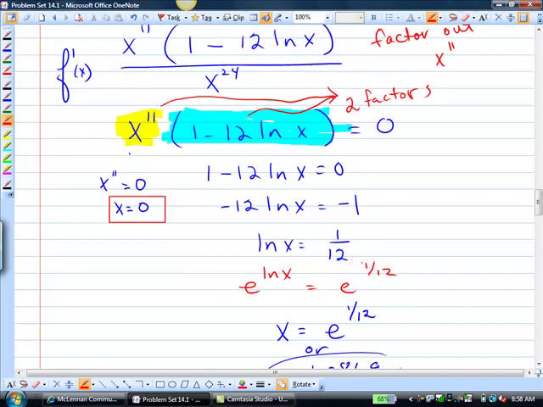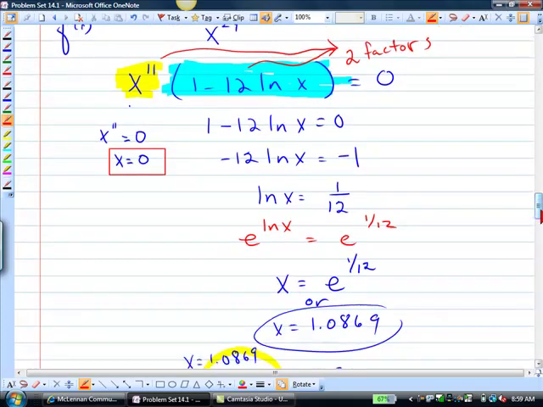ln x equals 1/12. If you think back to algebra, and I know it may have been a while for some of us, if you have a natural log function and you want to solve that, you raise everything with e as the base, because e and ln will cancel each other out. So that's what happened here. I said, okay, e to the ln x, e to the 1/12. The e and the ln cancel each other out, and you're left with x. That's why we have to do that. And then you have e to the 1/12.